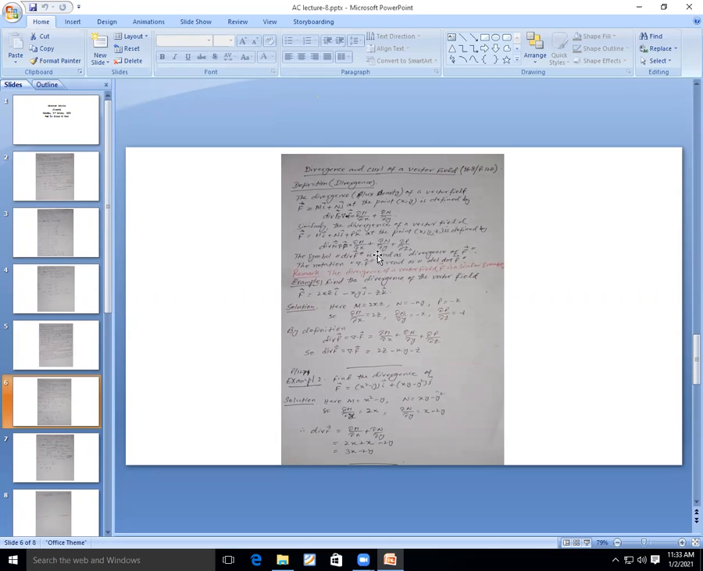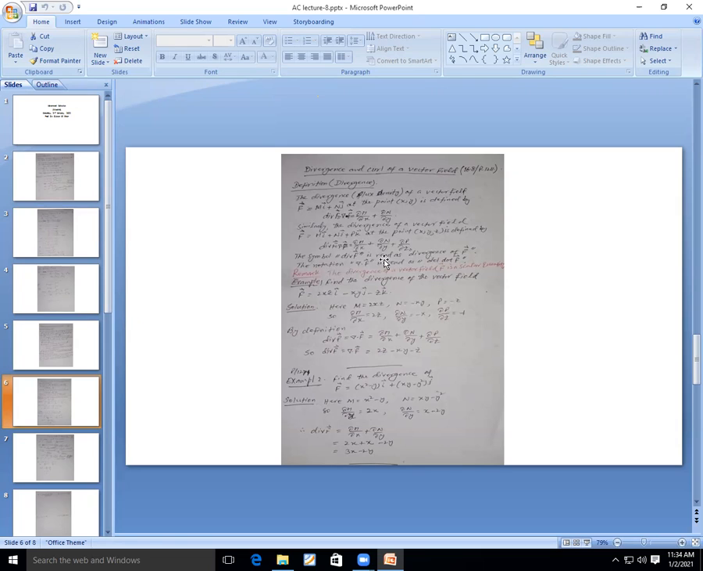Note that the symbol div f is read as divergence of f, and this del f is read as del dot f. Mind this dot, del dot f. So it's clear from the notation that the divergence of a vector field is a scalar quantity, because you can't see any vectors here on the right.